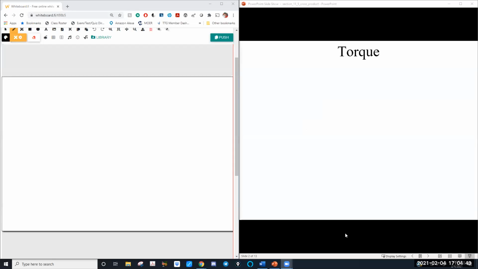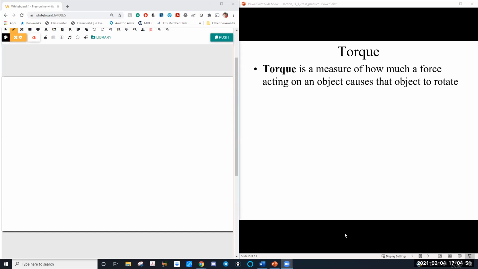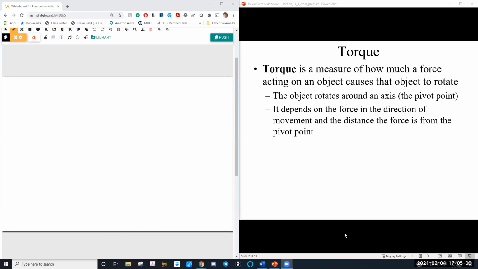All right, so I like to start off talking about cross product by talking about torque, because it's something we can all relate to. It's a measure of how much force is acting on an object that causes the object to rotate. And the object rotates around an axis called the pivot point. Don't worry, guys, you don't need to know these definitions. I'm just giving you these so that we can define cross product.